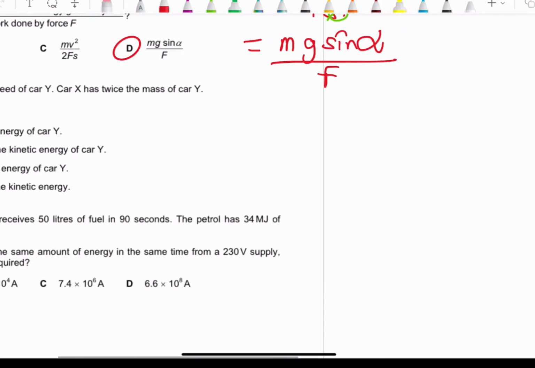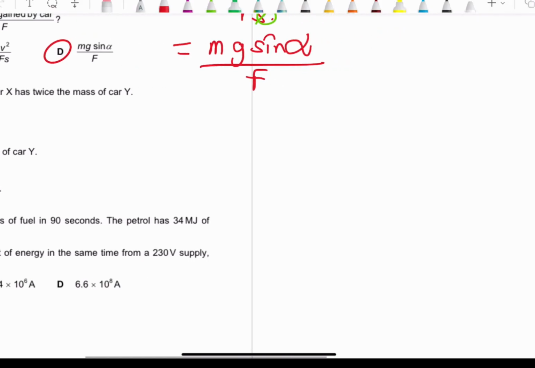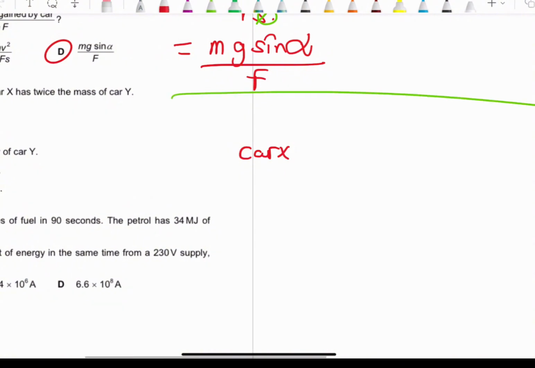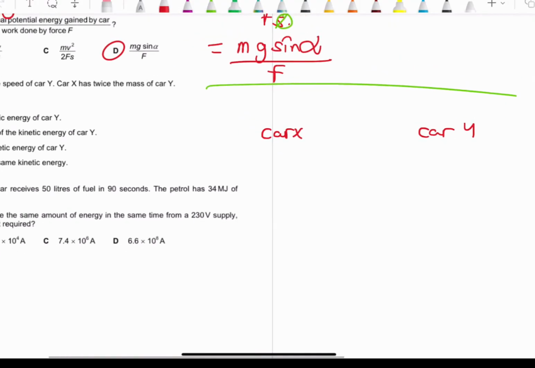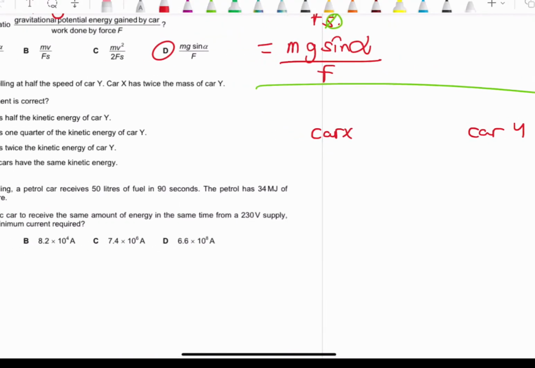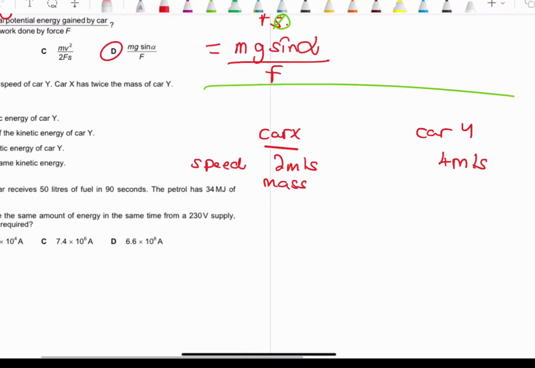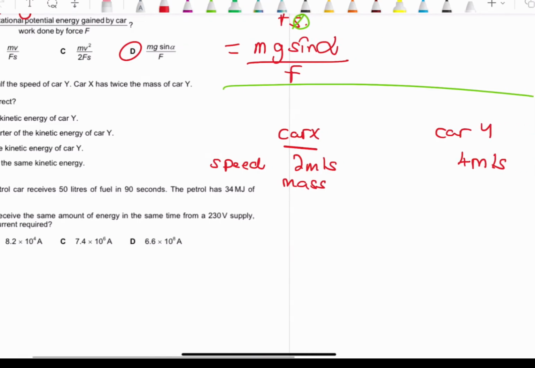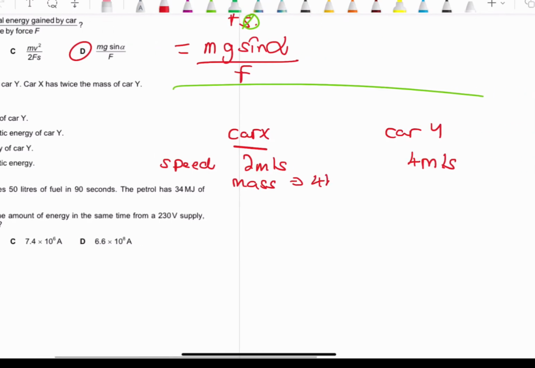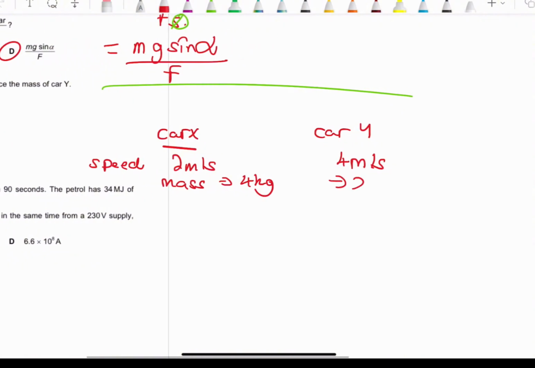So let's have car X, a fictional car, and this is car Y. Car X is moving at a speed that is half that of car Y. So let's say it's moving at 2 meters per second, meaning car Y is moving at 4 meters per second. We're done with speed, so we move on to mass. Car X has twice the mass of car Y, so car X is 4 kg and car Y is 2 kg.